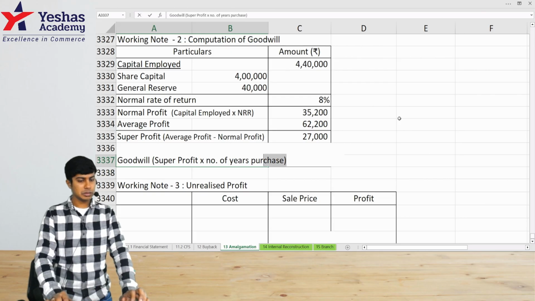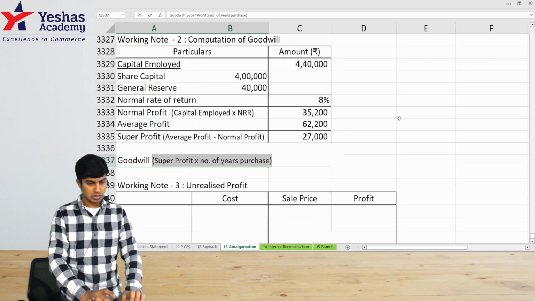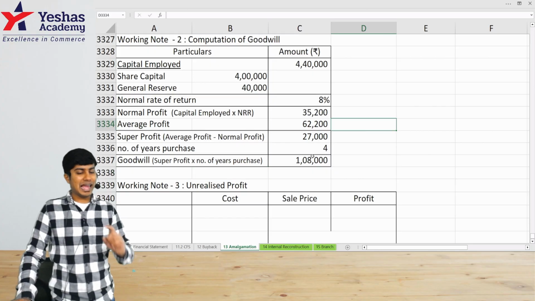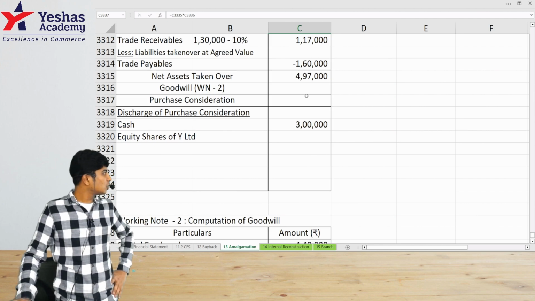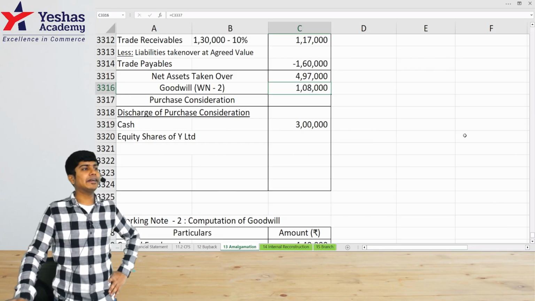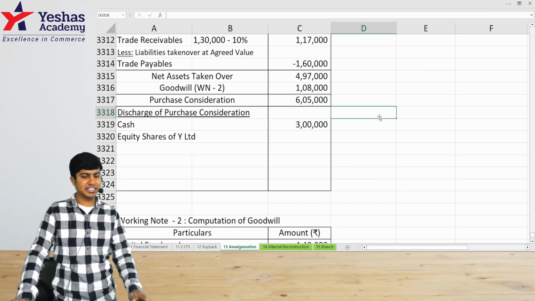Number of years purchase. I hope everybody understood this. 1,08,000 becomes goodwill. Come back to working note number 1. NATO is 4,97,000. I would add goodwill of 1,08,000: 4,97,000 plus 1,08,000 is 6,05,000, which will become our purchase consideration.